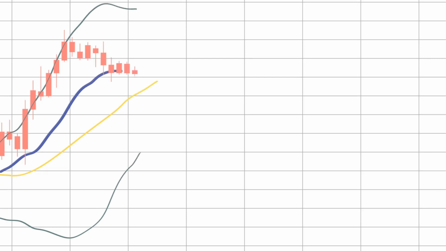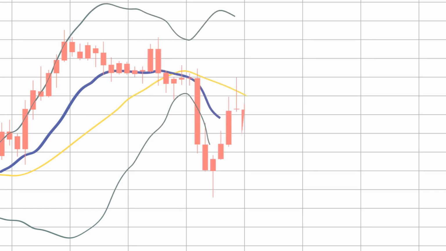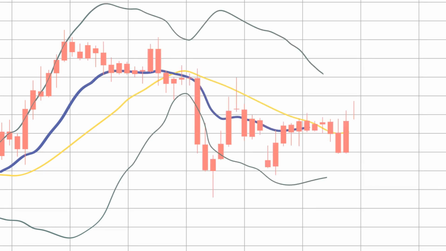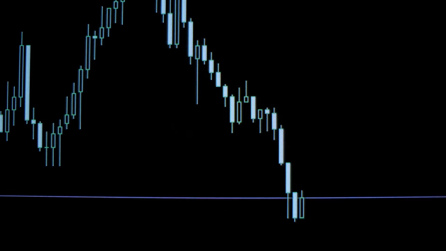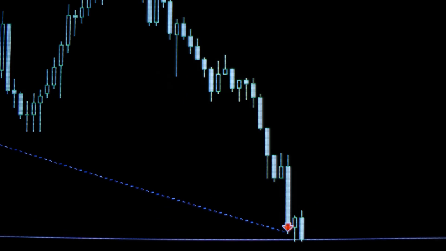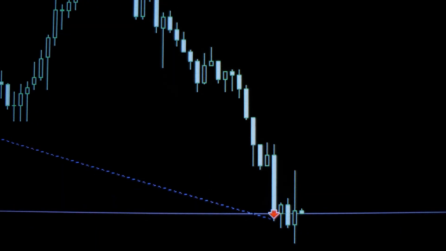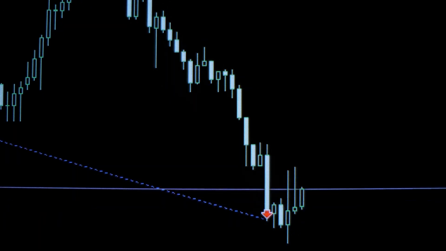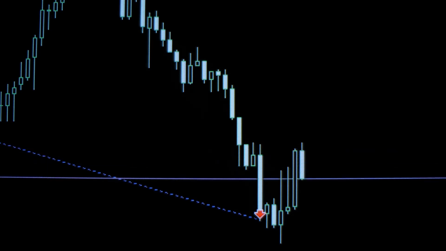The doji is a very unique pattern. It has the same opening and closing price, resulting in a very thin or non-existent body. The doji represents a perfect balance between buyers and sellers and often indicates market indecision. A doji after a prolonged trend can be a strong signal of a potential trend reversal.